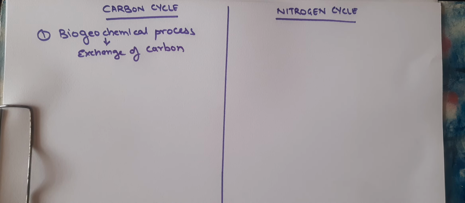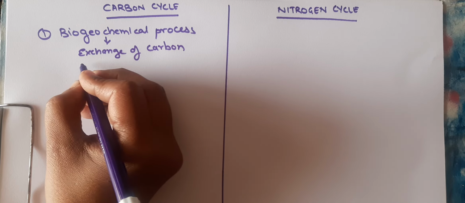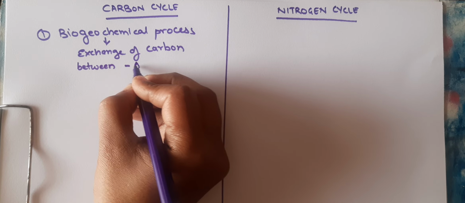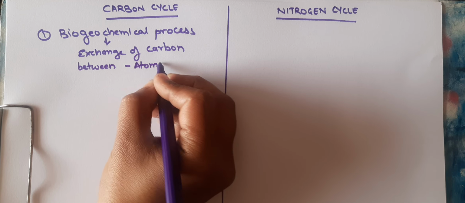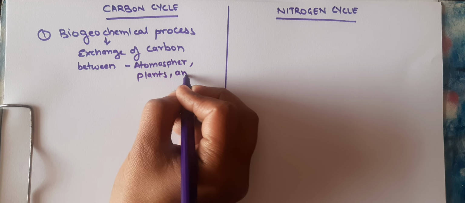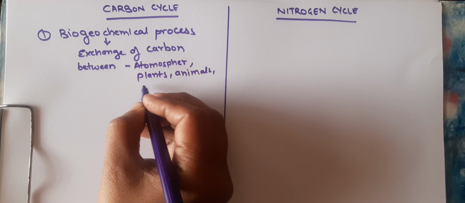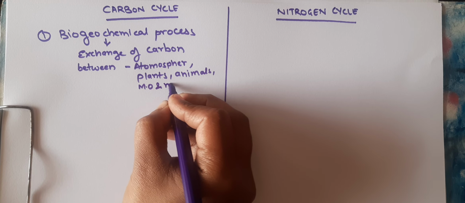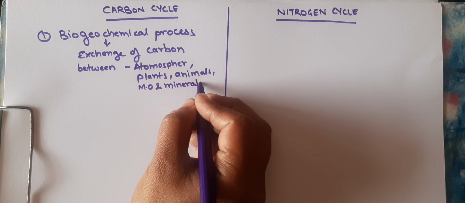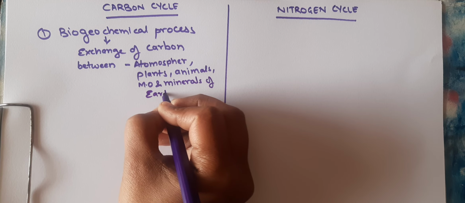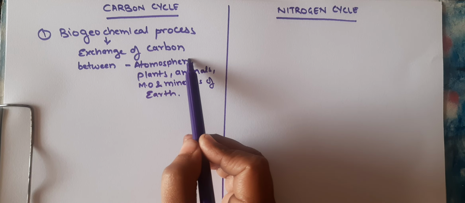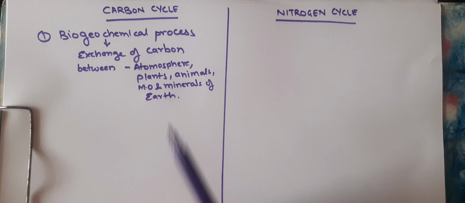So this process involves the exchange of carbon between, so where will the carbon be exchanged? It will be exchanged between the atmosphere, plants, animals, microorganisms, and minerals of the earth. So the carbon cycle is a biogeochemical process and it involves the exchange of carbon between the atmosphere, plants, animals, microorganisms, and the minerals of the earth.